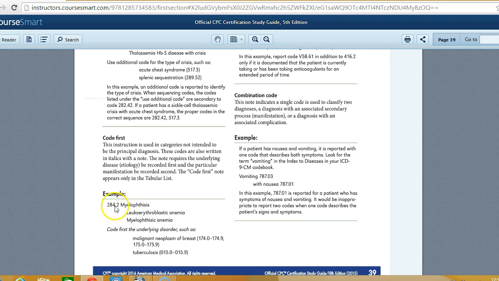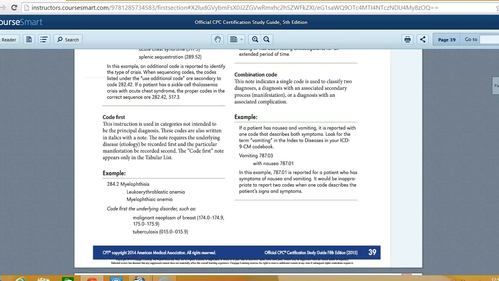See, it's this example right here with your myelofibrosis. It says code first the underlying disorder such as a malignant neoplasm of the breast. So you would code the malignant neoplasm of the breast first, then you would code that 284.2 secondary. Okay, that's how you do the code first.